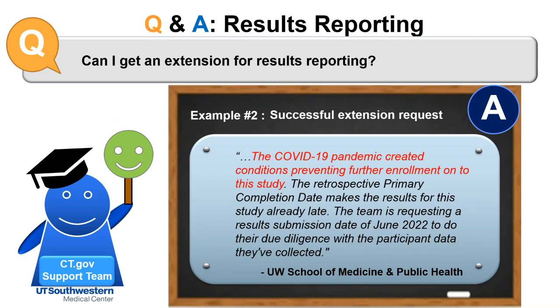Now, this is an example that the UW School of Medicine and Public Health used to obtain a successful extension last year from NIH. In this example, the reason for requesting the extension was COVID-19, and it was thus granted by the NIH director.